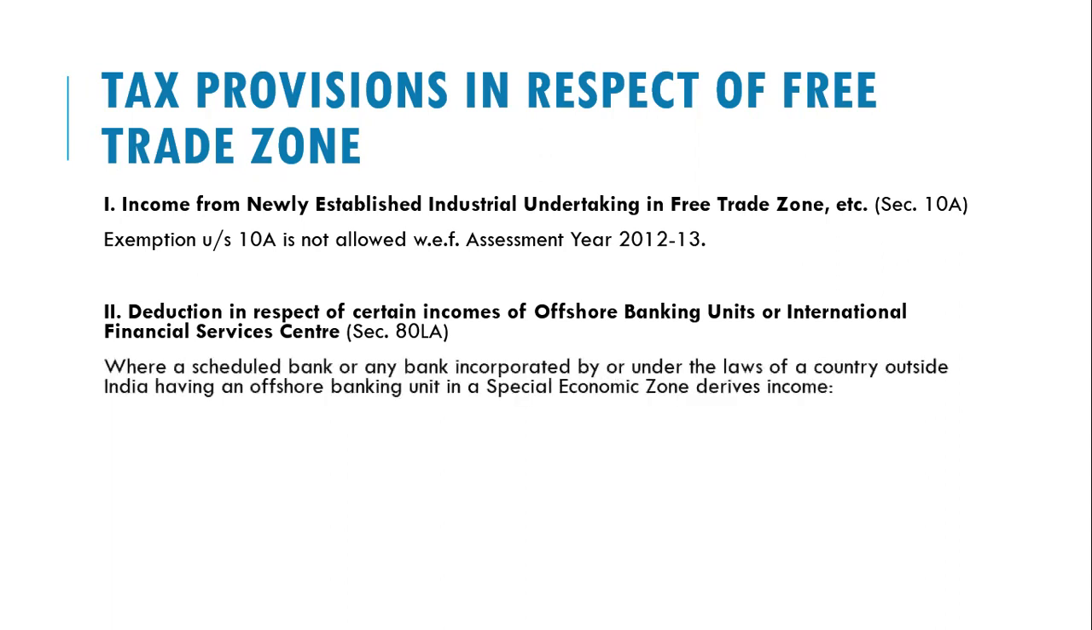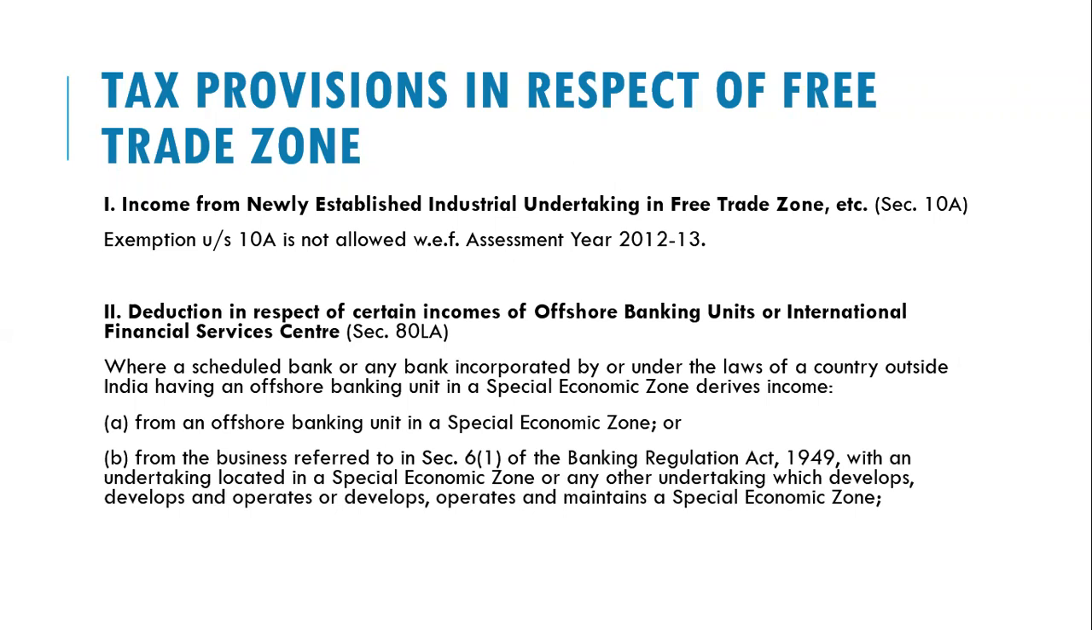Now moving further, where a scheduled bank or any bank incorporated by or under the law of a country outside India has an offshore banking unit in a special economic zone and derives income. Like I have said, the bank which gets a license from outside India is offshore banking, and it has to be opened in a special economic zone. The condition is, first, income derived from an offshore banking unit in a special economic zone, or second, banking business under section 6 subsection 1 of the Banking Regulation Act, if they get permission to develop, operate and maintain a special economic zone by doing banking business. If they get permission under section 6 subsection 1 of the Banking Regulation Act 1949, they will get deductions.